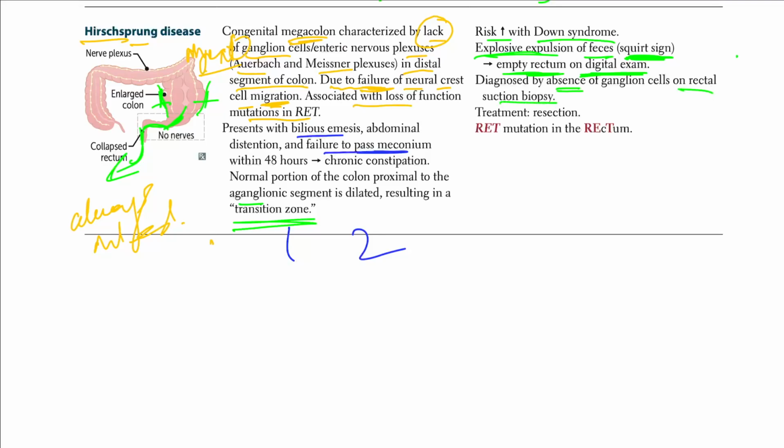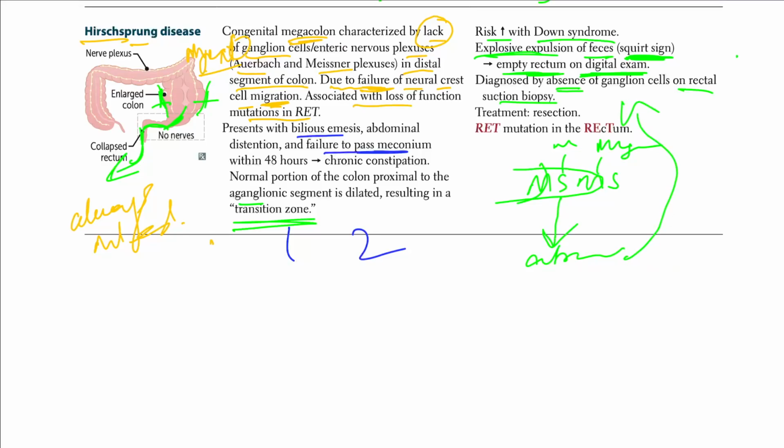Okay, because as you remember, this is the Meissner's, and this is the myenteric plexus. So you're not just taking a biopsy of mucosa. Rectal suction biopsy, meaning you're taking mucosa, submucosa. So when you look at this biopsy now, you will see absence of the ganglion cells. That's why it's diagnostic.